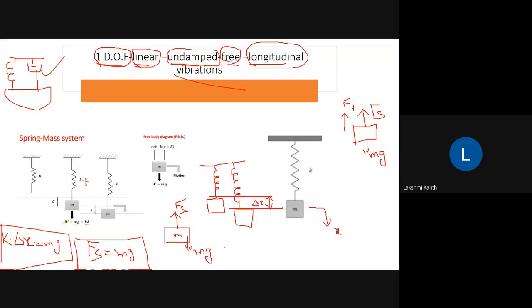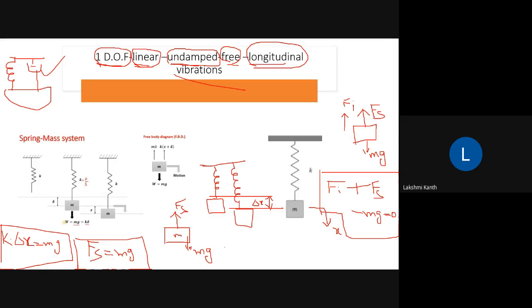Take the summation of all the forces and equate it to zero. That is the equation of motion. Here we consider the upward force as positive and the downward force as negative. So the sum of all the forces: inertia force Fi and spring force Fs are positive, why? Because these are upward, minus m into g, the downward force, equals zero. This is the equation of motion, but this is in terms of the forces.